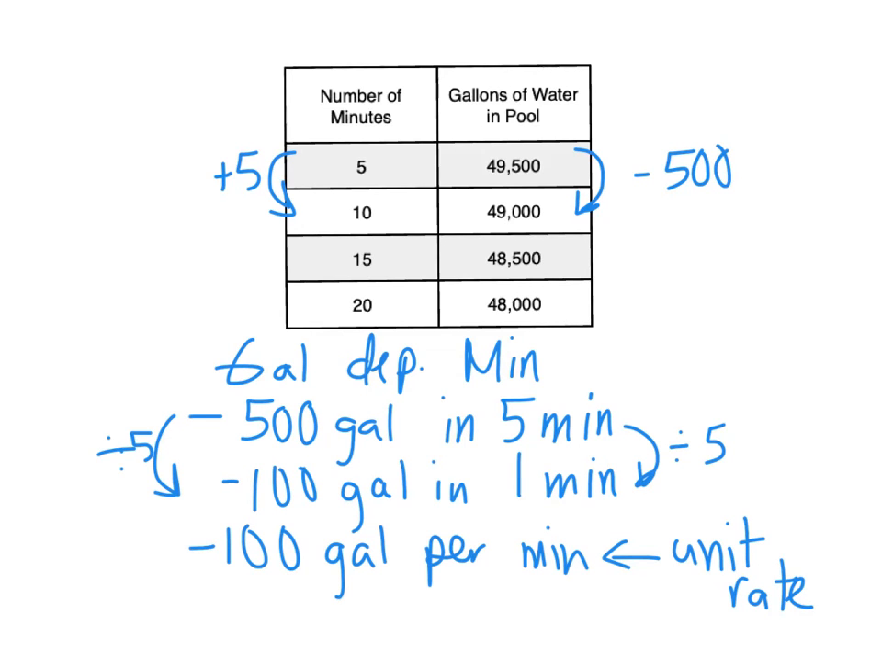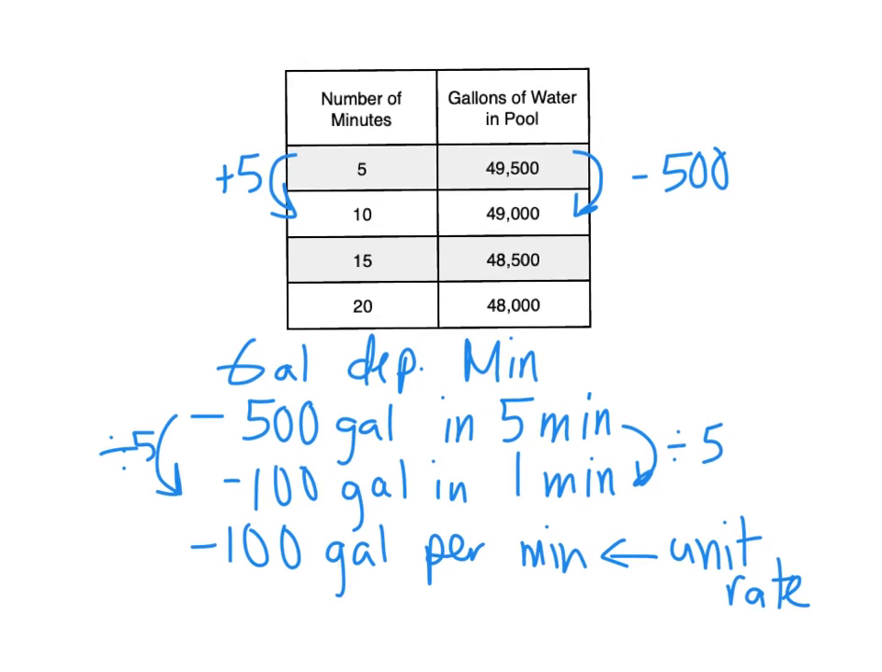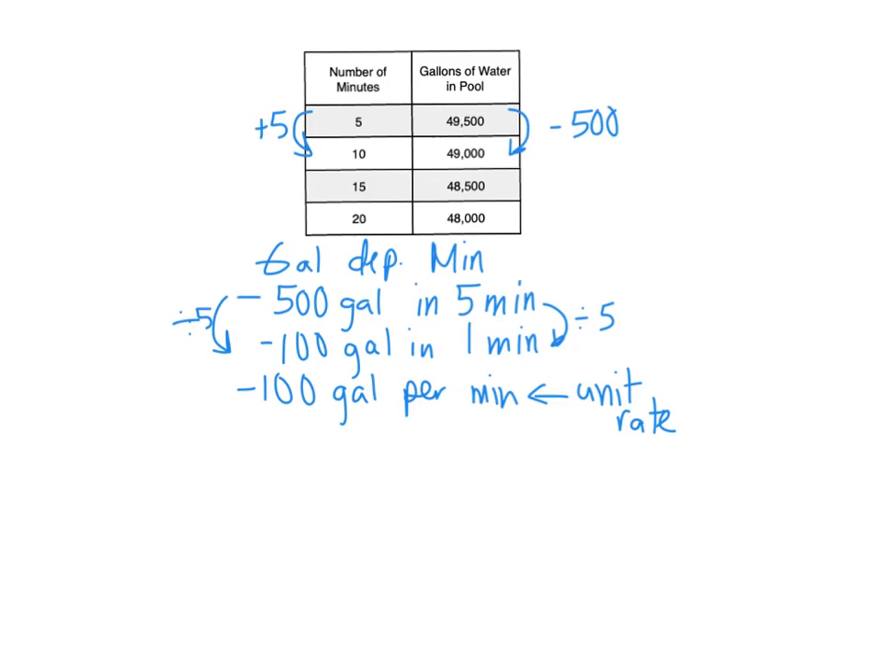And to write our equation, we need to know what the pool started with. So how much was in the pool to begin with, which means I need to work my way backwards to 0 minutes. So I have to put time back on the clock. So going backwards 5 minutes means that my pool is going to increase by 500 gallons. So 49,500 plus the 500 would be 50,000.